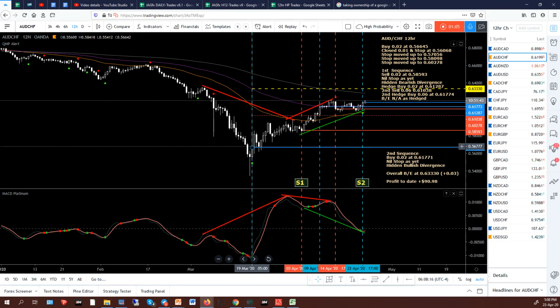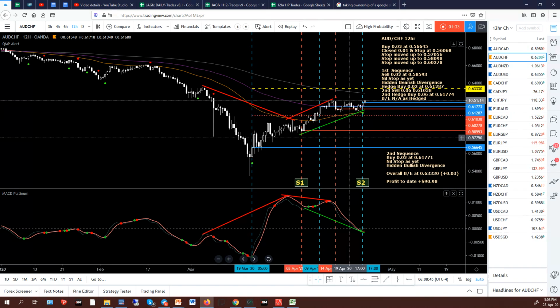Buy trades are designated by the blue vertical dashed and the blue solid horizontal. Sell trades are red vertical dash and solid red horizontal lines. Stops are these red dotted lines. Any break-even levels are yellow dashed lines. If you see red trend lines, it's signifying some sort of bearish divergence. If you see green trend lines, it's signifying some bullish divergence.